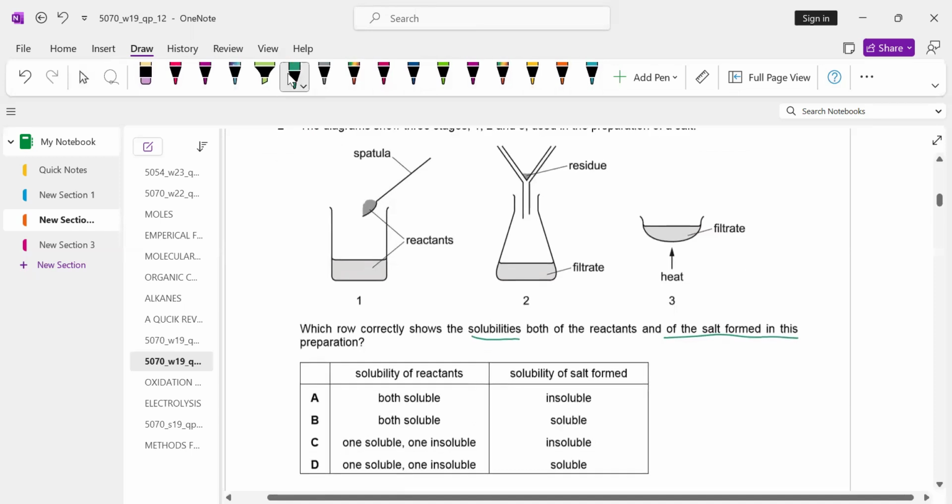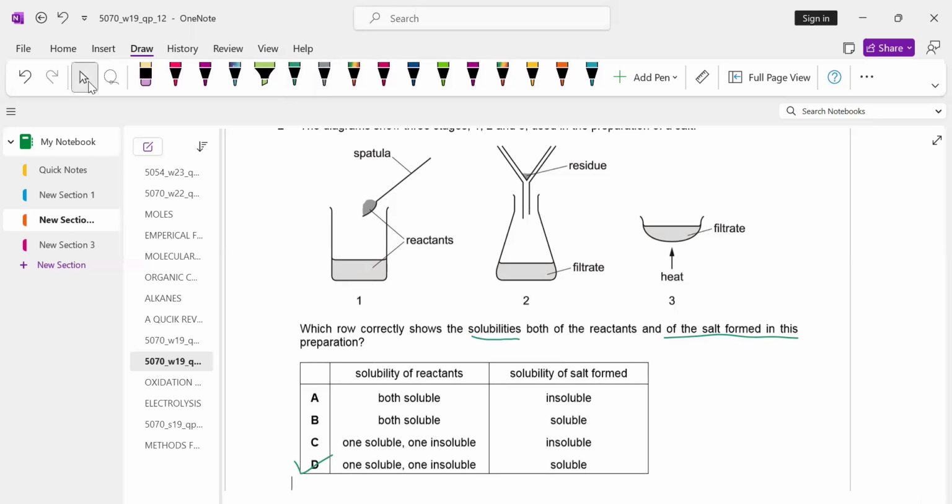Then let's read out the options for solubility of reactants and solubility of the salt formed. The salt formed would be soluble, and of the reactants, one of them would be soluble and one of them would be insoluble. So option D is correct for this question.